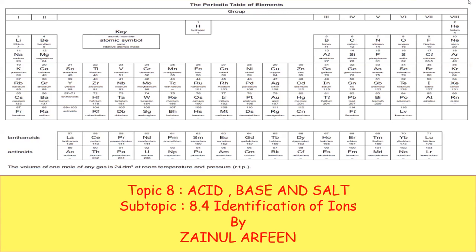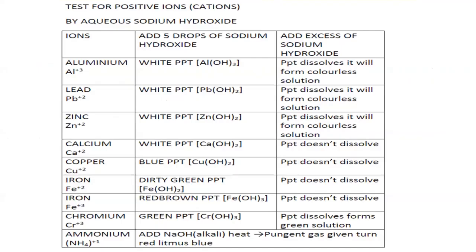So identification of the ions, if we want to identify the ions, how can we identify them? The first one is the test for the positive ions. Positive ions are known as cations. For example, if I want to test an aluminum ion, there are two ways we can test the positive ions. One is by adding sodium hydroxide.